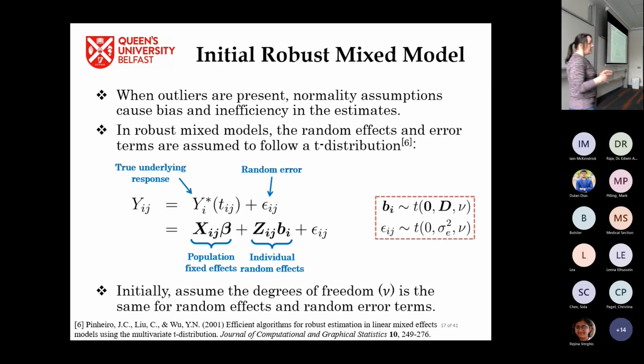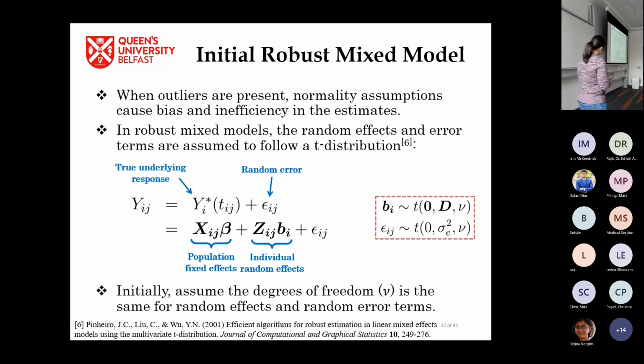Now, an approach that was first proposed by Pinheiro a long time ago now, and has been adapted since, is that we can change the normal distributional assumptions to t-distributional assumptions instead. Essentially, normality is impacted quite a bit by outliers. If we change it to the t-distribution, that has thicker, heavier tails, so it can account for those outliers a lot better.